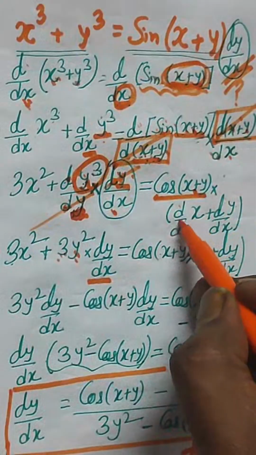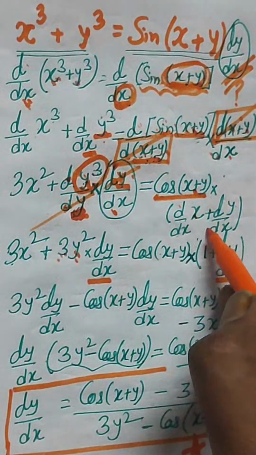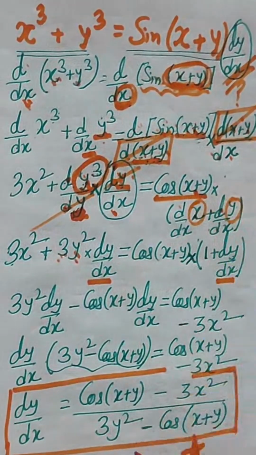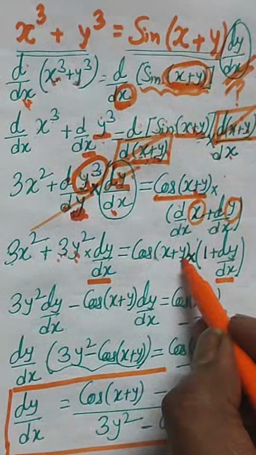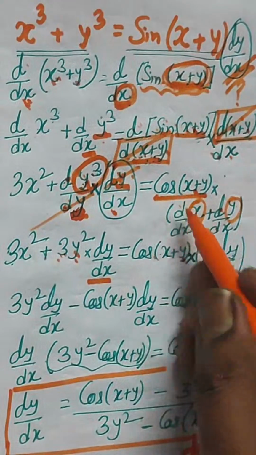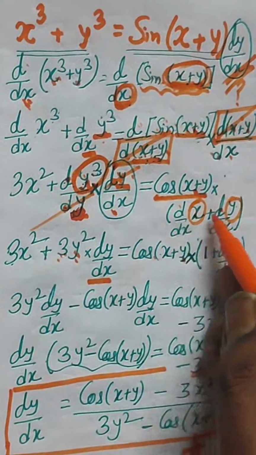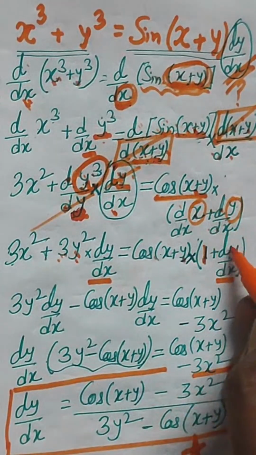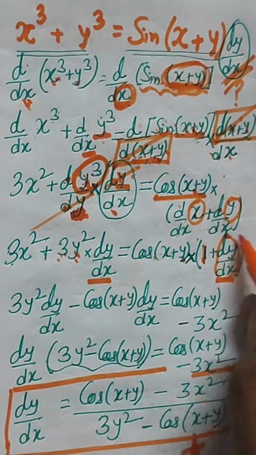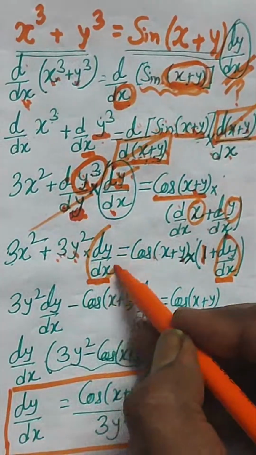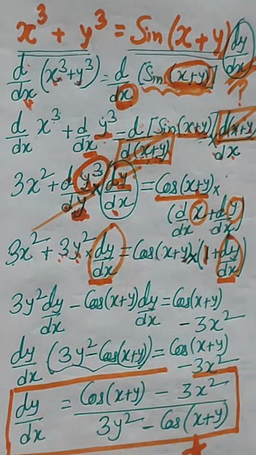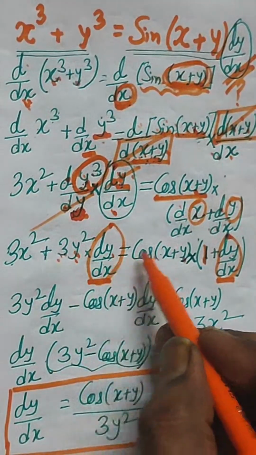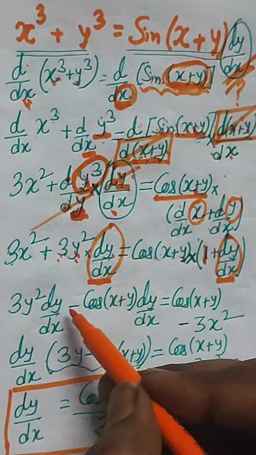So this will give you d by dx of x plus d by dx of y. Here you can see x and y are separate. So when cos(x plus y) is taken as common, as in the previous step, then in the bracket d by dx of x will give you 1, and d by dx of y will give you dy by dx. Here also you can see dy by dx is already present in the LHS. So what we did, we just brought the dy by dx terms together into the LHS.